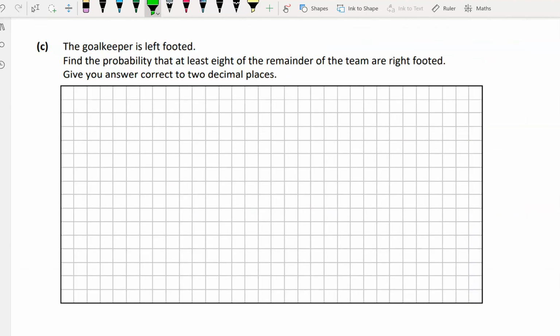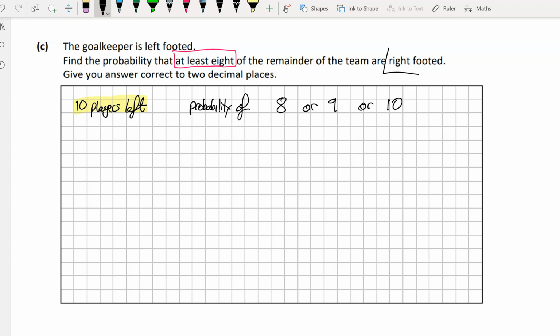The goalkeeper is left-footed. Find the probability that at least 8 of the remainder of the team are right-footed. Give your answer correct to 2 decimal places. They're talking about the remaining players of the team, so they're talking about the 10 players that are left. So talking about the probability of 8 or 9 or 10, but be careful this time, right-footed players.